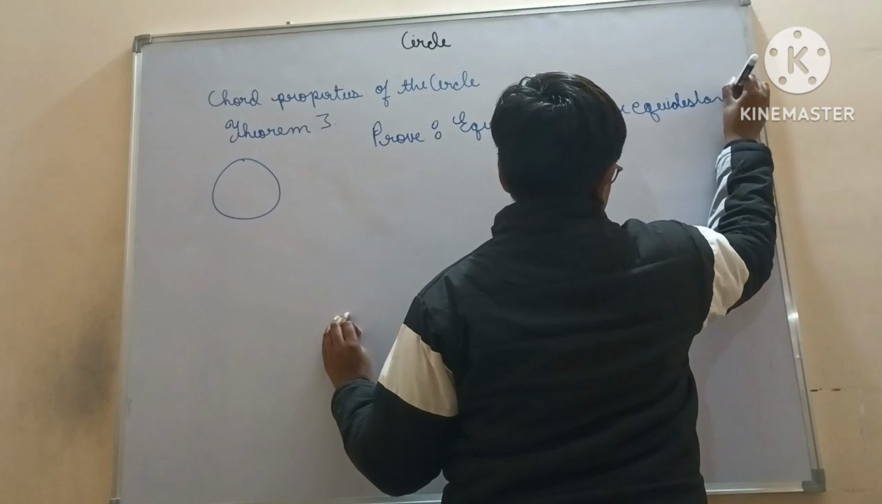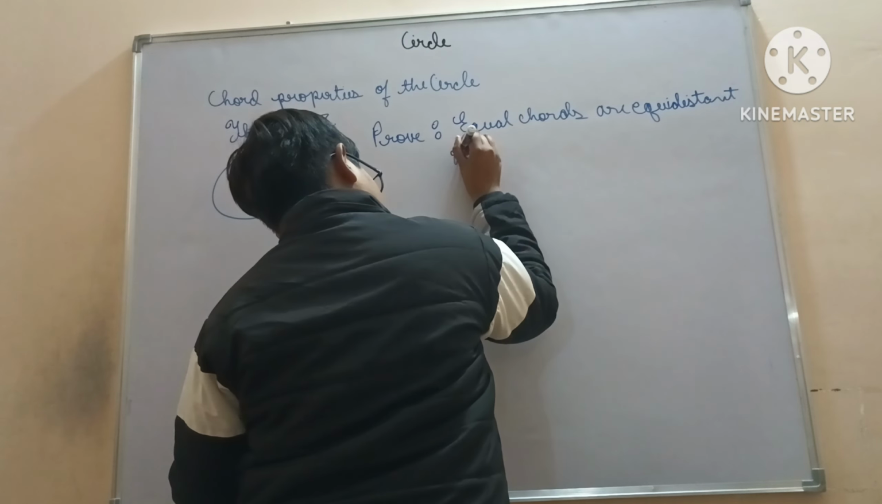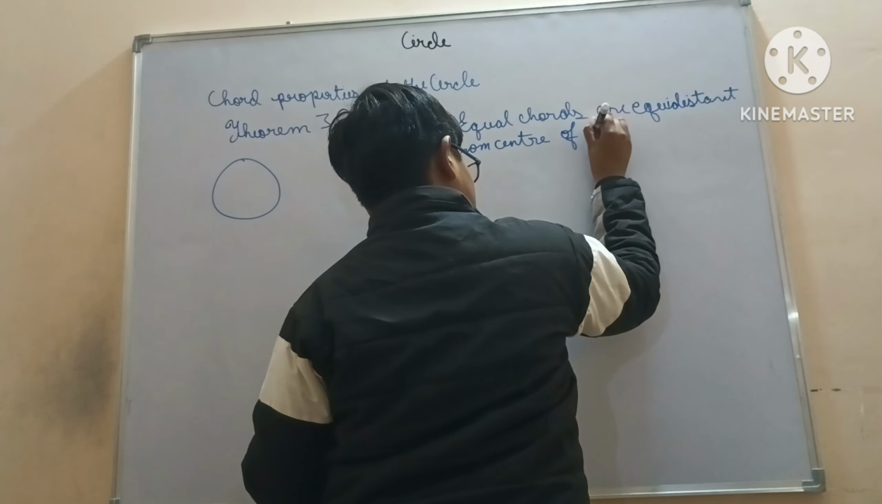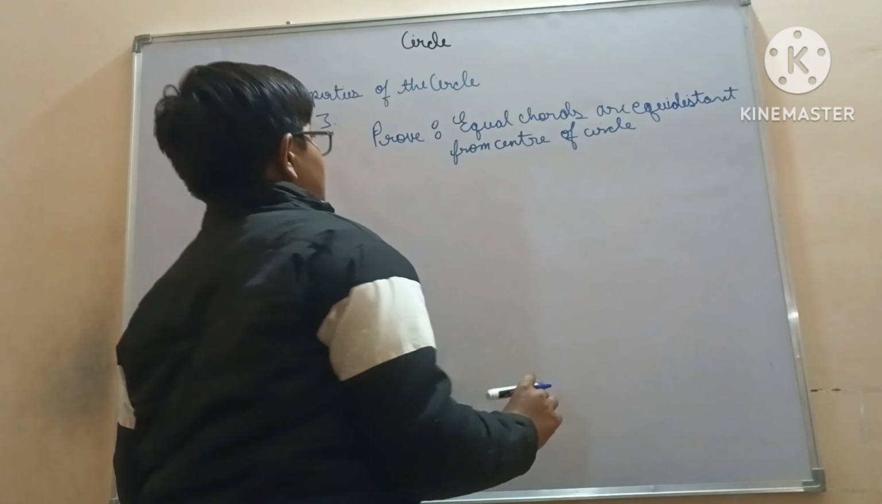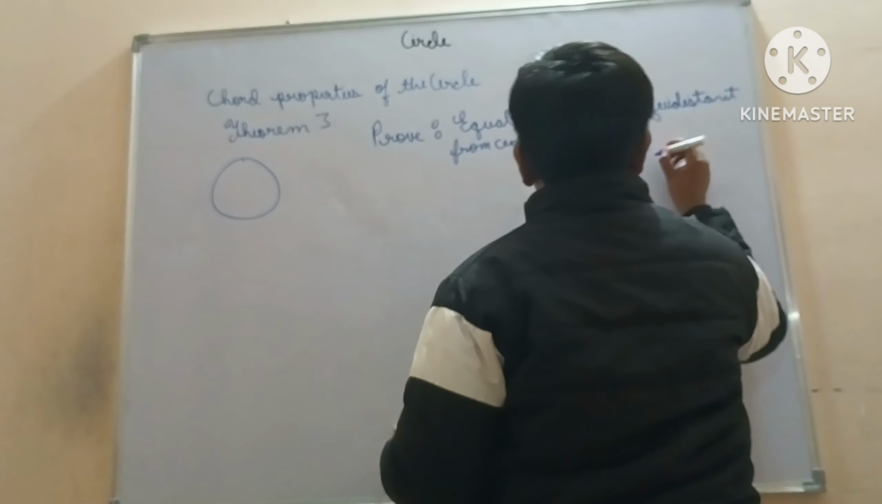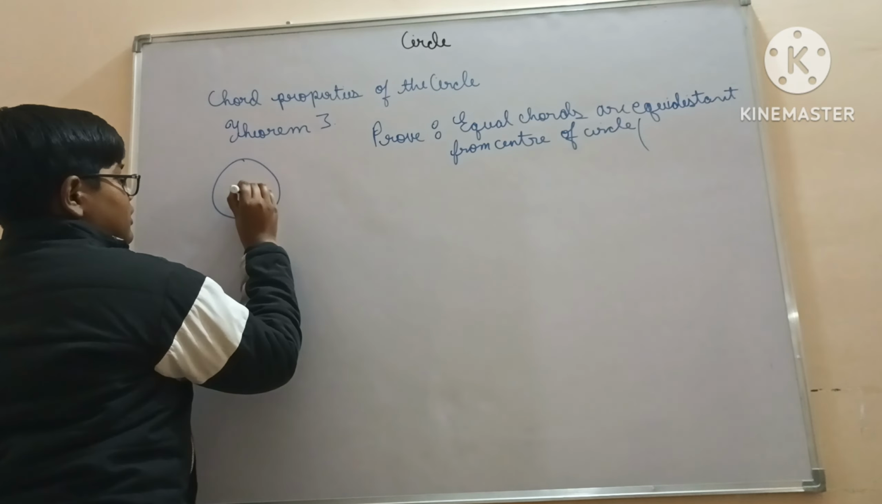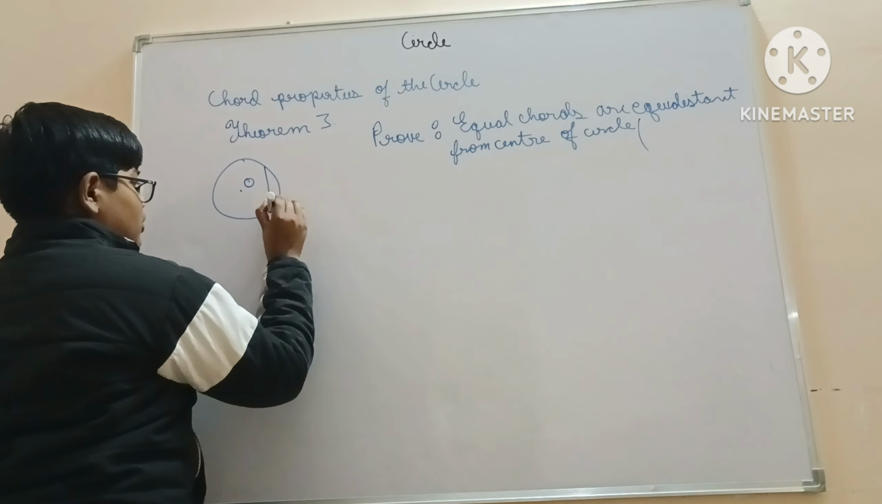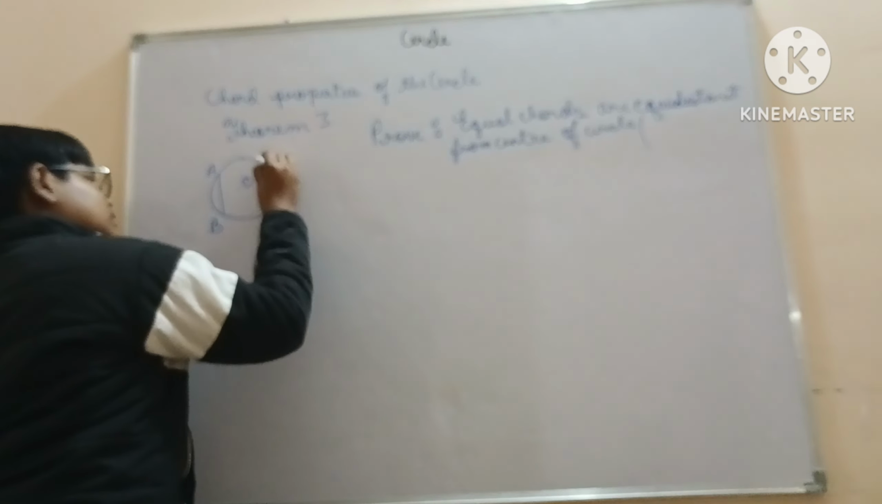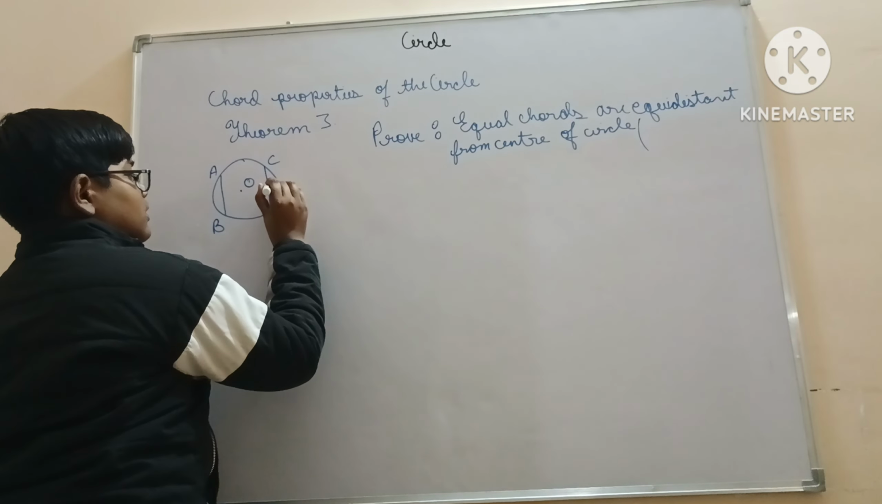Equidistant from center of circle. This is theorem number 3, that equal chords are equidistant from the center of the circle, in which this is the center. We draw 2 chords which will be of equal length, AB and CN.